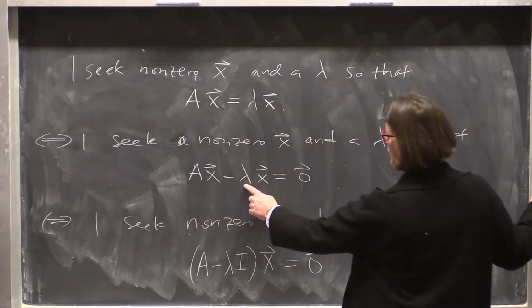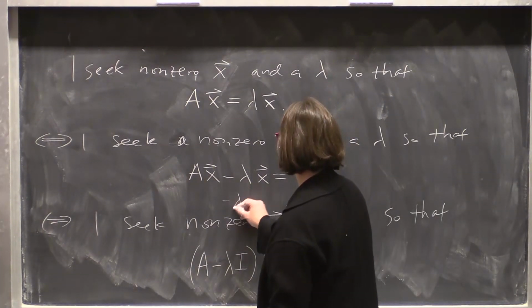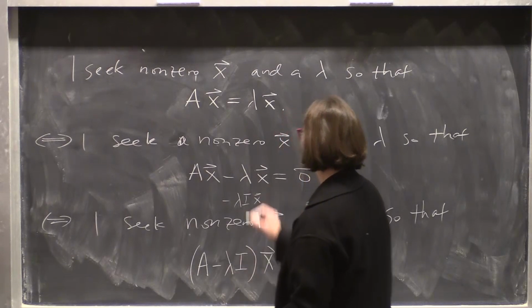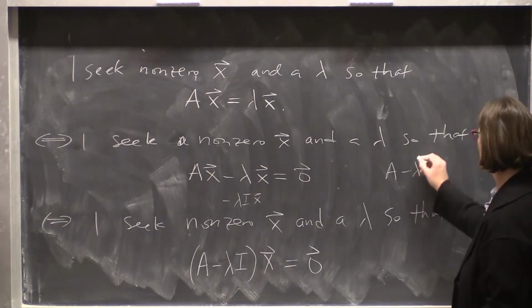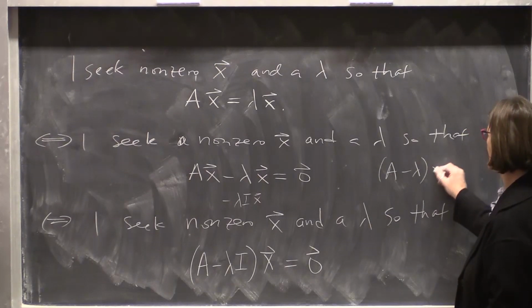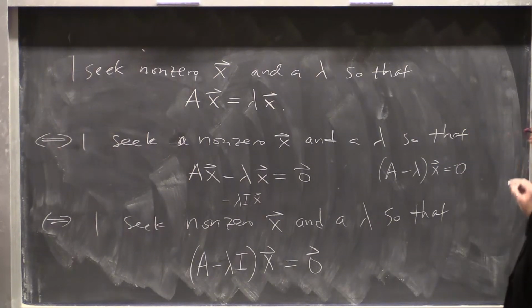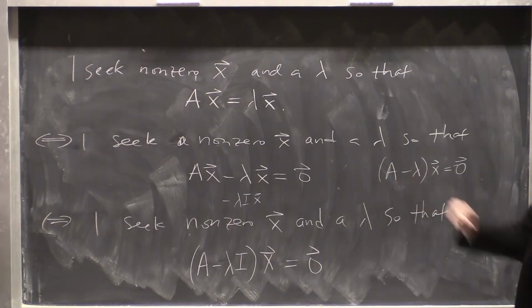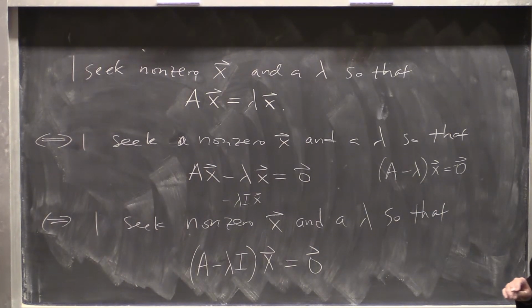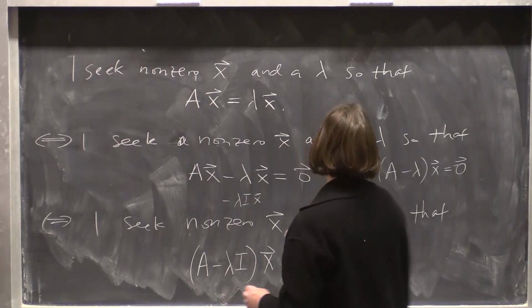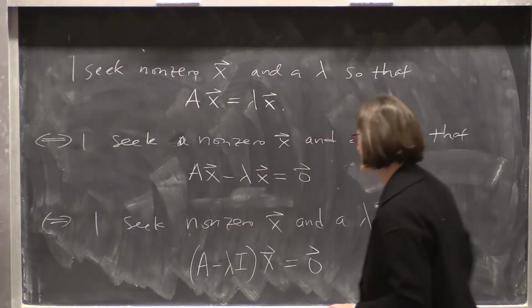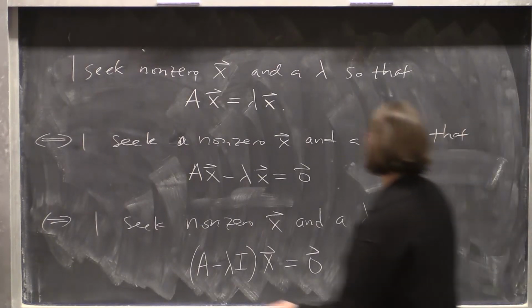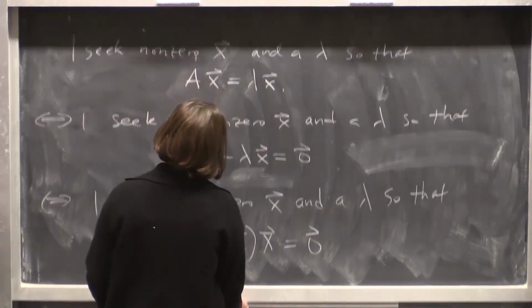The intermediate step was to write this as minus lambda times the identity times x, because if you ever write on an exam A minus lambda x equals 0, you will get spanked. You may not subtract a number from a matrix. Don't do it. OK, I seek a non-zero x and a lambda.